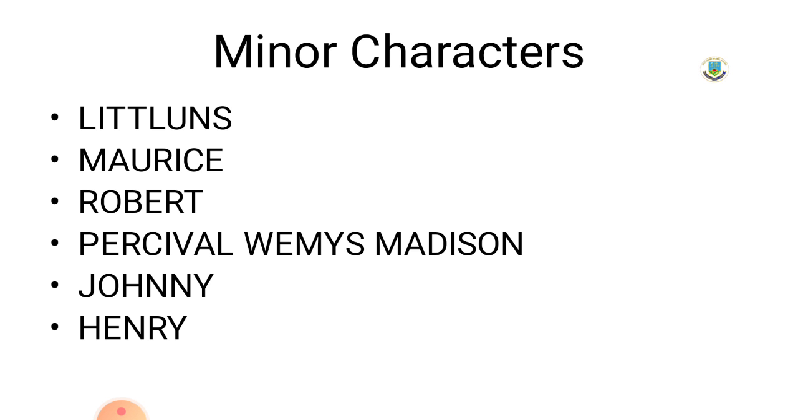Percival Wemys Madison, a littlun who has a nervous breakdown and is often picked on by the other littluns. He introduced the idea that the beast might arrive from the sea. Johnny is one of the smaller littluns who has a mean streak nonetheless. Henry, the biggest of the littluns, is made the object of a mean-spirited prank by Roger.